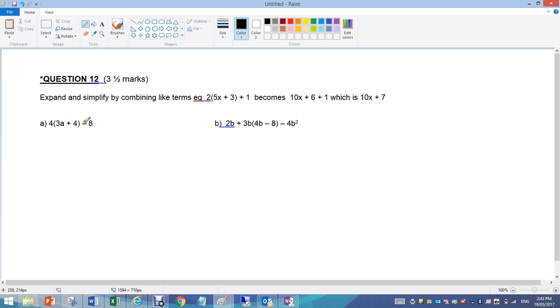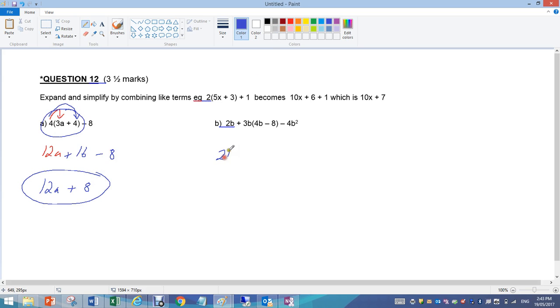Expand and simplify. So expand it first and see if we can collect any like terms together. So 4 times 3A, that's 12A. 4 times 4, that's 16. And it's 4 times plus 4, so it's plus 16. And then we've finished with that now. And then we've got minus 8 on the end. So then we can go, okay, we've got 12A, and then 16 take 8 is 8. That's the answer.